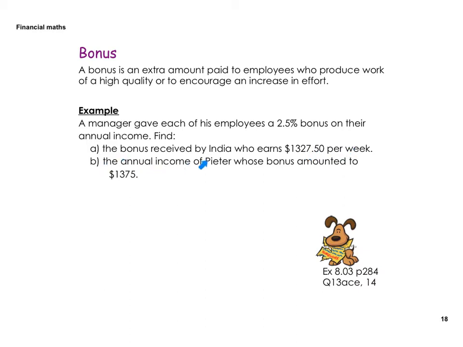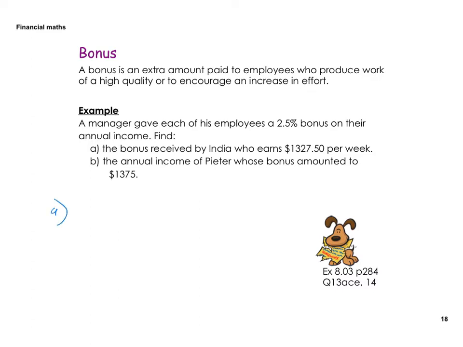Then part B, the annual income of Peter, whose bonus amounted to $1,375. So, yeah, bonus, pretty much a glorified percentages question. You're finding an extra amount on a salary, and then obviously you add them together to get the total pay. Let's do part A.